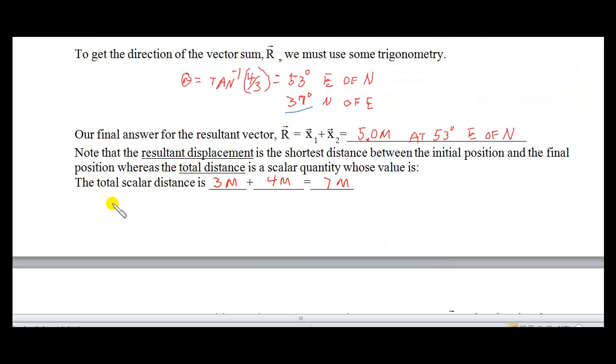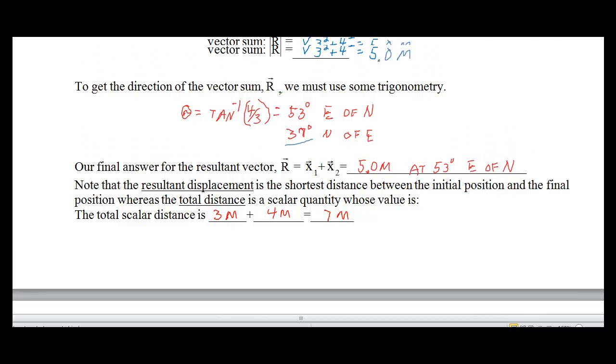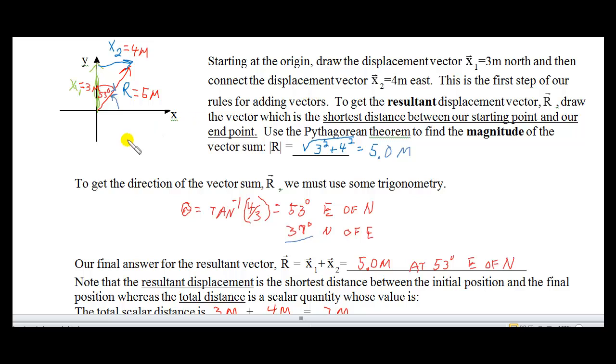So let's check our answer. The total scalar distance was 3 meters, and then added to 4 meters gives me 7 meters. In other words, if we take a look at our vector diagram, we can see that we travel 3 meters north and then 4 meters in this direction, and so the total distance traveled is 7 meters. A very different answer compared to the resultant, which was the shortest distance between the starting and end point, and that was only 5 meters. Let's continue. Take a look at this other example here.